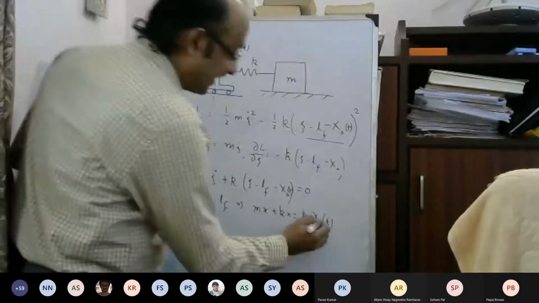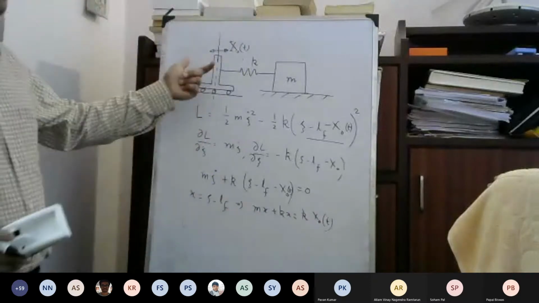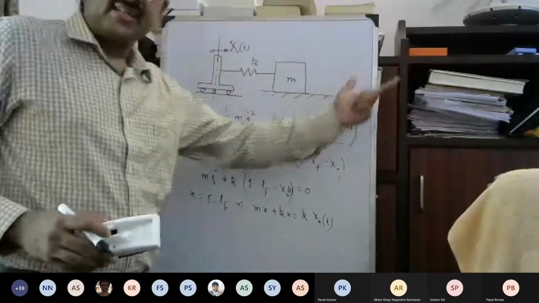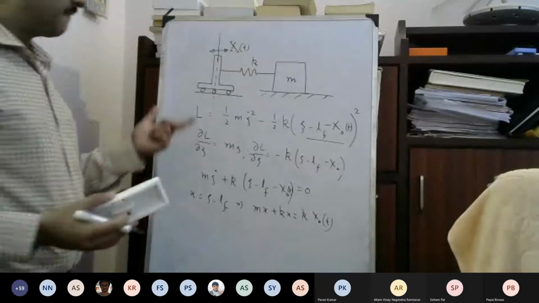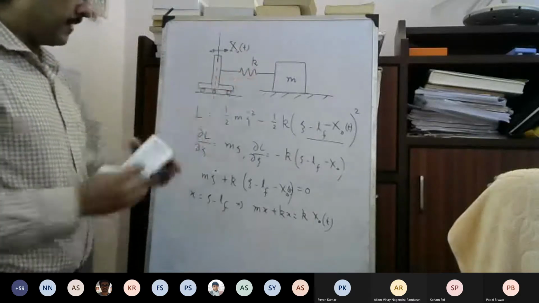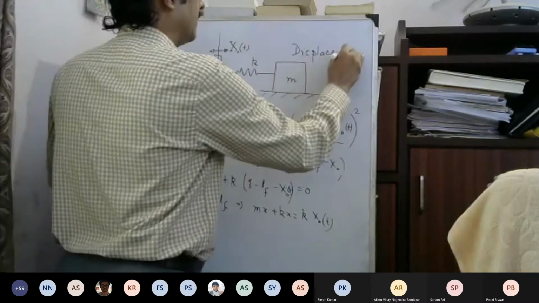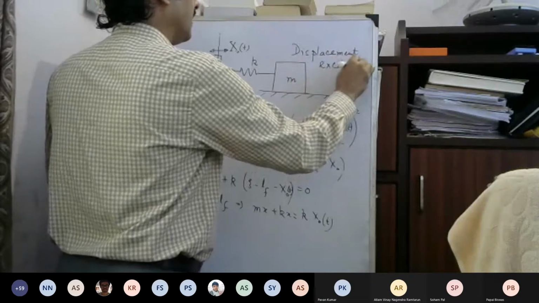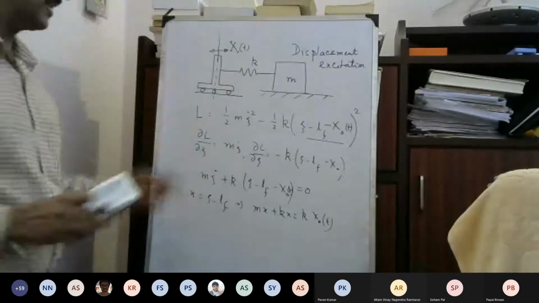So this is another excitation, but this excitation is given to the base. So this is actually displacement excitation. The earlier excitation we considered was force excitation. Now this excitation is displacement excitation. The excitation is in the displacement. So earlier we had force excitation, now we have displacement excitation.